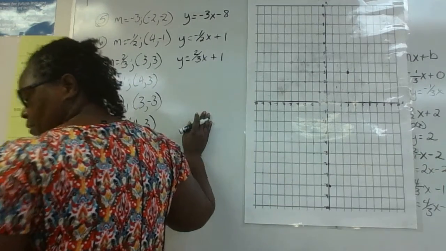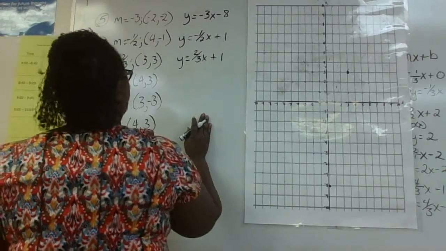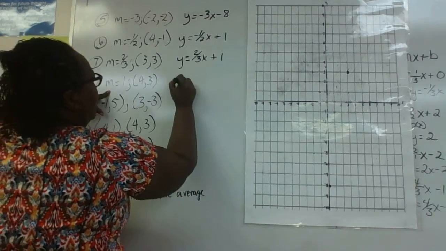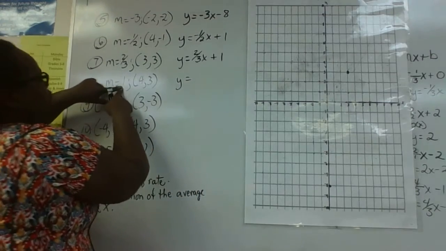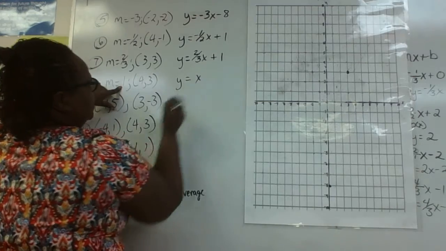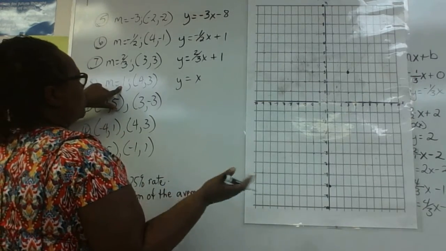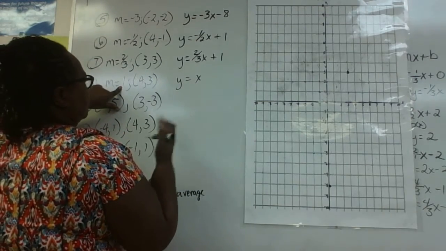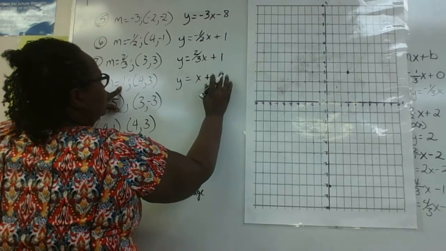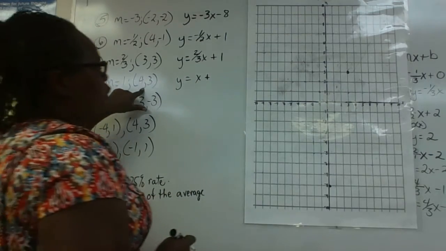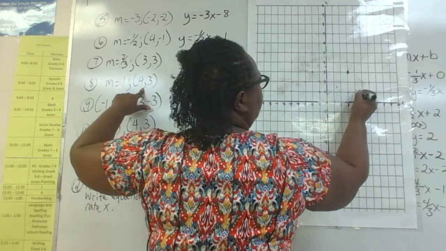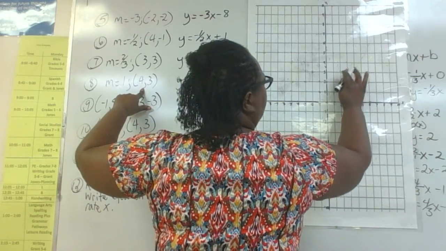Okay? Let's look at number 8. Number 8, we have y is equal to, we know our slope is 1, so we just put an x there. There's no need to put the 1 there. You can if you want to, but x is our slope. And now we need to find out what b is. So let's see. We have 4, +3. 1, 2, 3. All right.